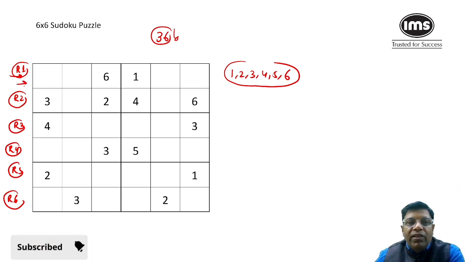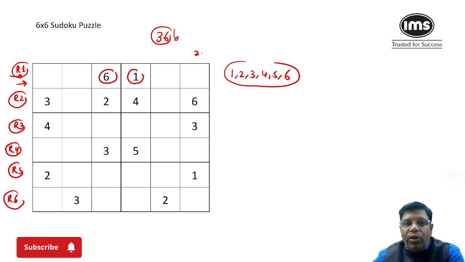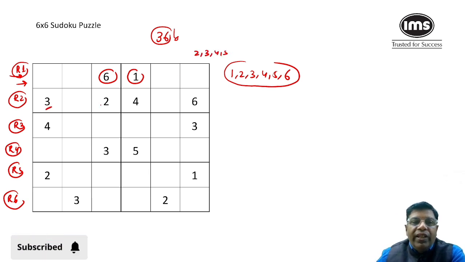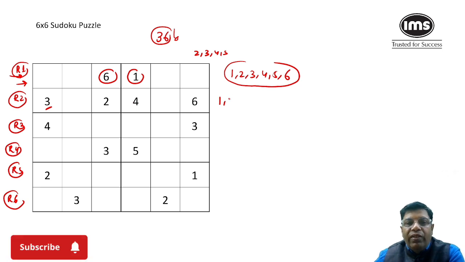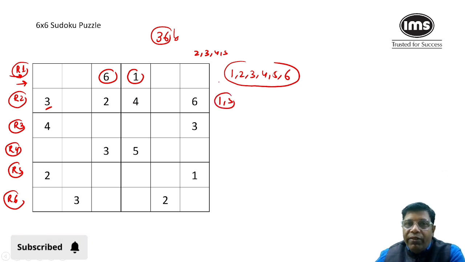For example, in this row, already we can see there is 6 and 1. So now you can't take 6 and 1. In this row, you have to fill 2, 3, 4, and 5. In row number 2, already we can see 3, 2, 4, 6 are filled, so I have to fill 1 and 5. And the same logic will apply column wise.